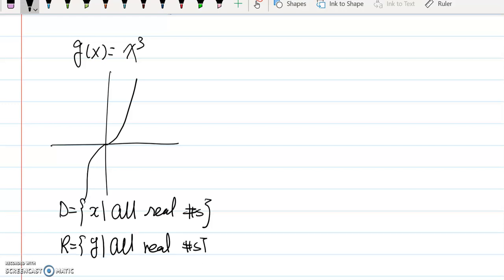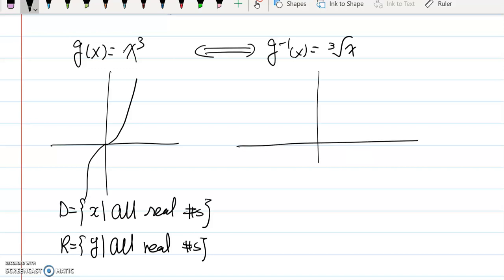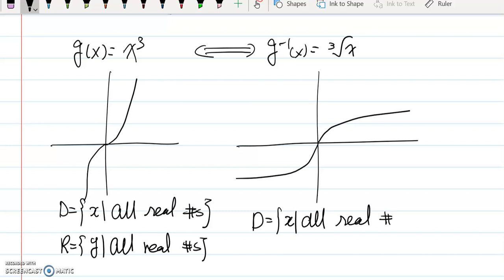Then now we can define the inverse of the g(x) function as the cubic root of x. Then now this graph must be this way and this way, and so the domain equals x, all real numbers, and the range is also y, all real numbers. So far so good?